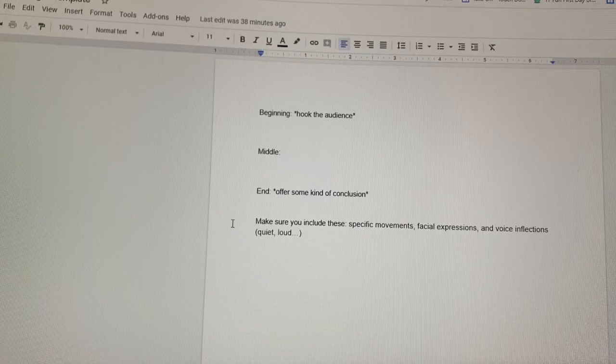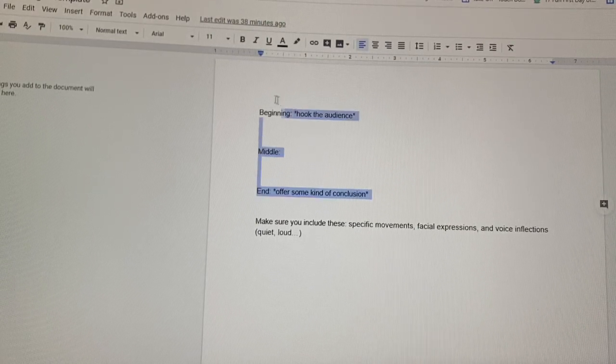I did make this kind of a graphic organizer for you. If you're going to use this, I would copy and paste it, because if you make a copy of this and try to attach the link, I don't know if I'll be able to open it or not. So it's probably easier on this one if you just type this out or copy and paste if you really need to. But this is what I was showing you earlier in Springboard. There's a beginning where you hook the audience. There's a middle.